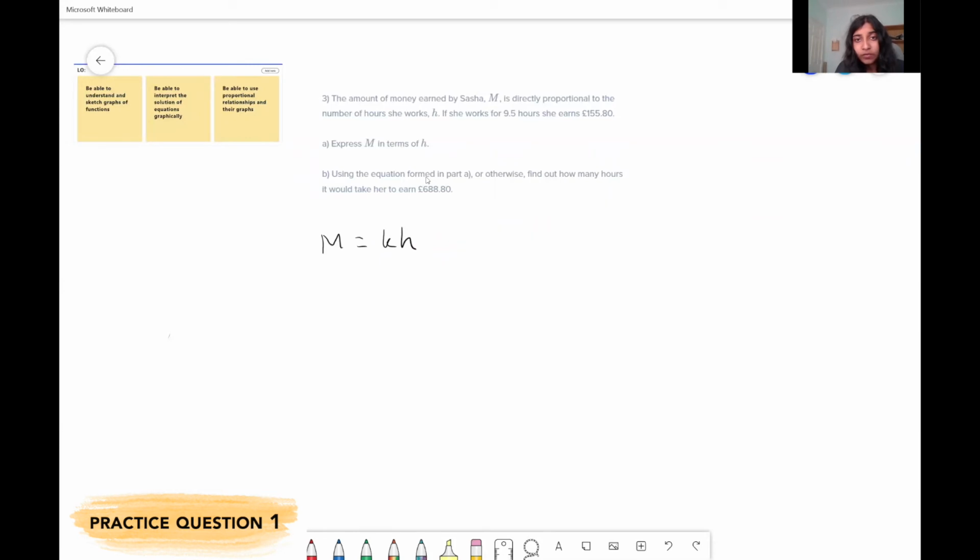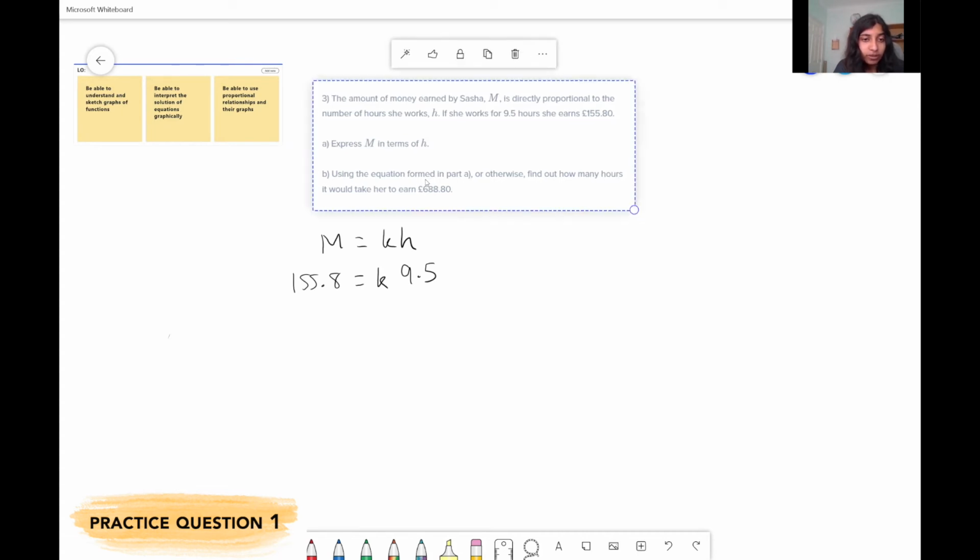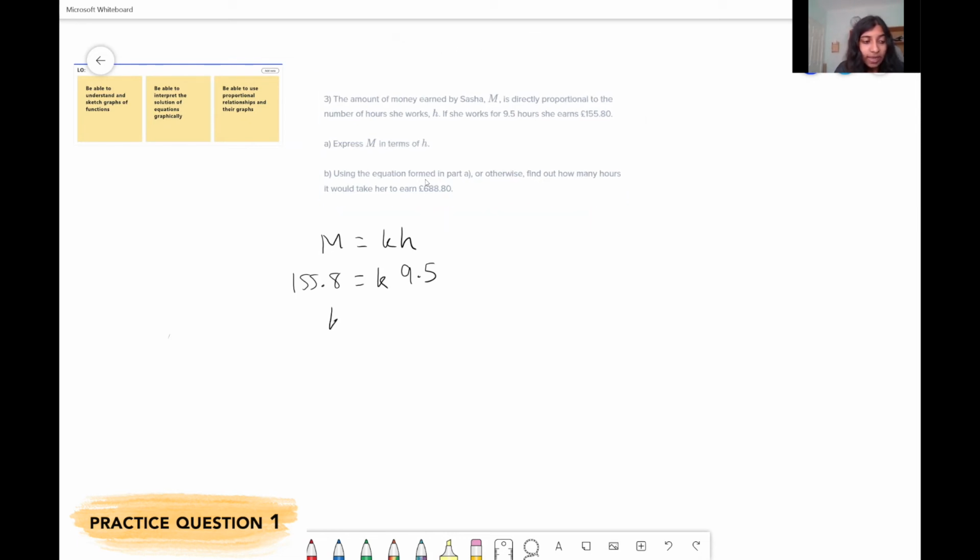And then she works for 9.5 hours, so we can say H is 9.5, and then she earns £150.80, so M is 150.8, equals K times H. So then you just do 150.8 divided by 9.5, and you should get K is equal to 16.4. So then M is just equal to 16.4H.